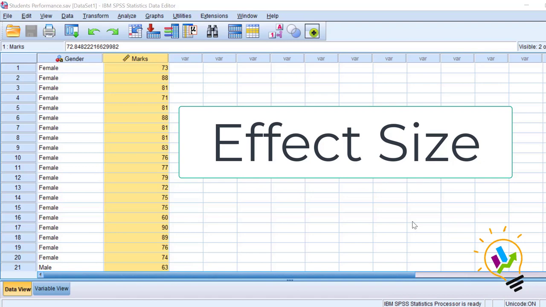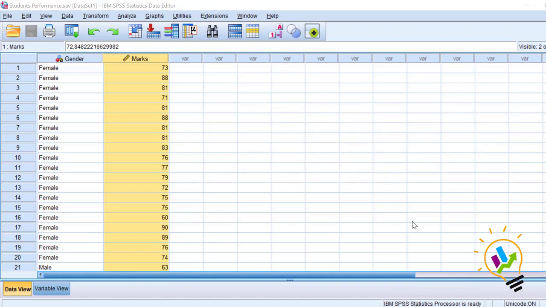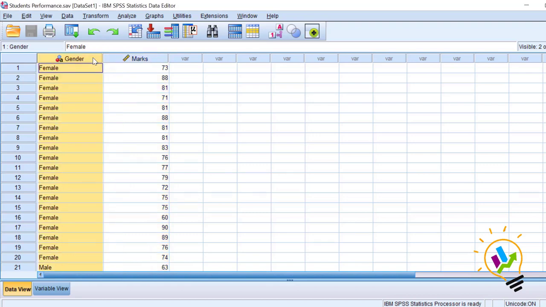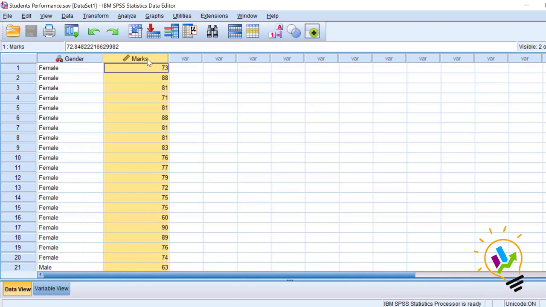In this video, we will try to understand what is effect size in a simple and easy way. For this, I am taking an example of student performance. In this example, we have two variables. First variable is gender, second variable is marks. Gender is a categorical data which has two levels, male and female. That is, we have two groups, male group and female group. And marks is a scale data.